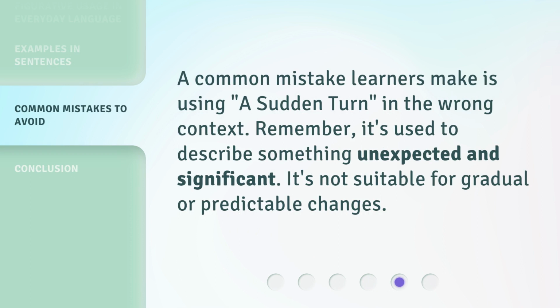A common mistake learners make is using a sudden turn in the wrong context. Remember, it's used to describe something unexpected and significant. It's not suitable for gradual or predictable changes.